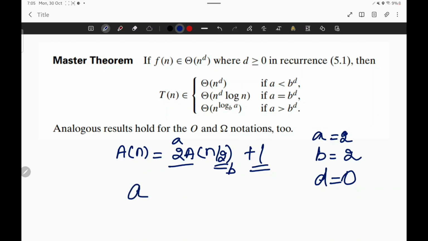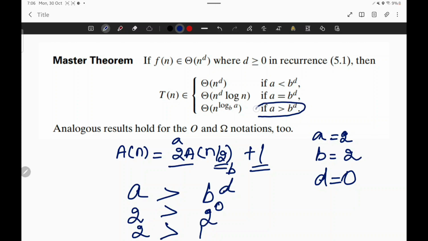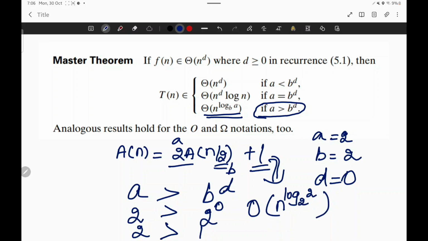Now we need to find the expression a and b to the power d. These two expressions will help us to find which category of time complexity. So 2 to the power of 0 is 1. So a value is 2, b to the power d is 1. Which category? 2 is greater than 1, so a is greater than b to the power d. It falls in the third category. Therefore the time complexity will be big O n to the power log a base b. What is the value of a? 2. What is the value of b? 2. So big O of n to the power log 2 base 2. This is the time complexity for this particular recurrence relation.